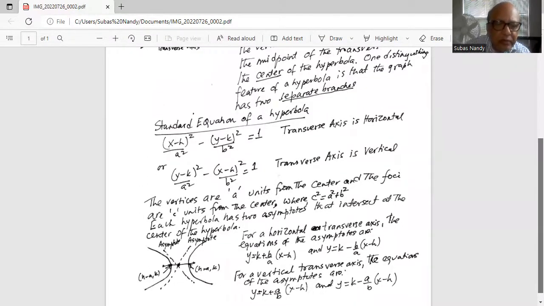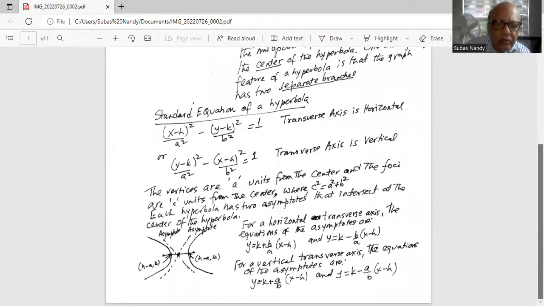So you see the asymptotes. The asymptotes come close to the hyperbola but do not touch or cross it. For a horizontal transverse axis, there are two asymptotes, two equations. One is y equal to k plus b over a multiplied by x minus h, and the other one is y equal to k minus b over a multiplied by x minus h.